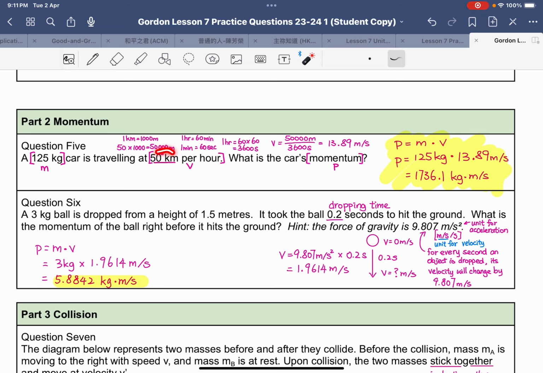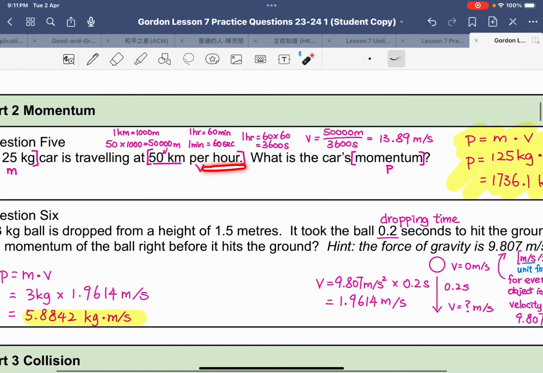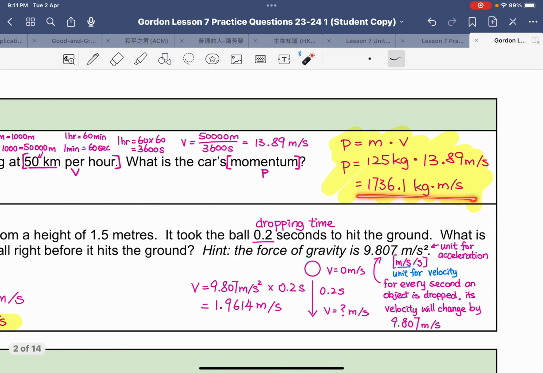So it was 50 km. 1 km has 1,000 meters, so that's 50,000 meters. And then per hour, so there are 3,600 seconds in an hour. So 50,000 meters divided by 3,600 seconds is going to give you 13.89 meters per second. And that is your velocity. So we sub in these values and we get this as a final figure.